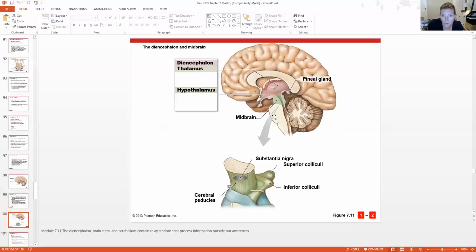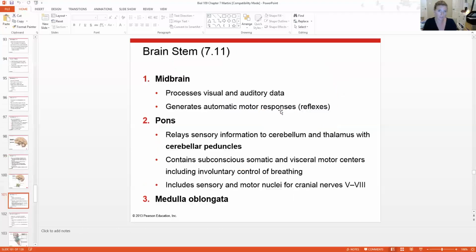Then we're going to go to the pons, and then the medulla oblongata and the cerebellum. Here's a superior and inferior colliculus, substantia nigra, just a relay center there, and all of the different fibers connecting our midbrain to the pons. So midbrain is processing auditory and visual information and generating a reflex.